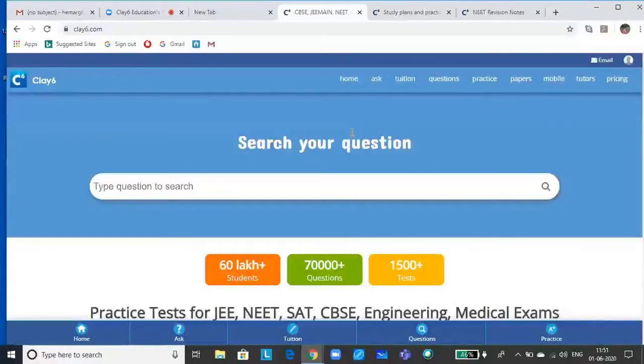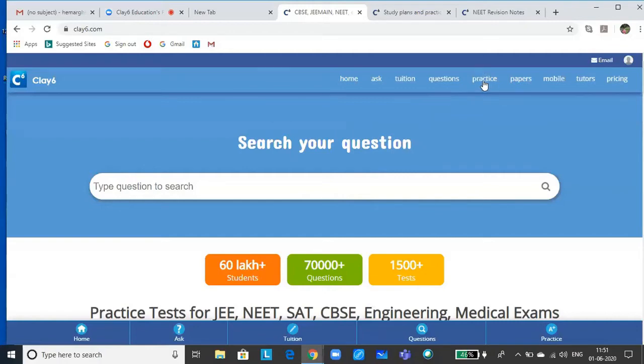Today I will be covering organisms and population and ecosystem together in one session. So we are going to have two lessons combined together. Briefly, I will run through how to access revision notes and test in playsix.com.